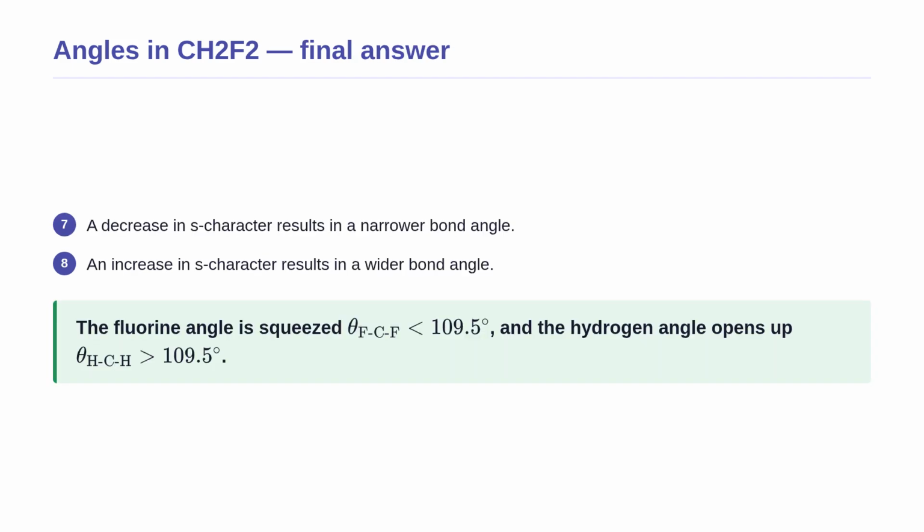This unequal distribution leads us directly to our final answer. Because the carbon-fluorine bonds receive less S character than the ideal 25%, the angle between them must decrease. As we learned from Coulson's theorem, a decrease in S character results in a narrower bond angle. Therefore, the angle between the 2 fluorine atoms is squeezed to less than 109.5 degrees. Conversely, the carbon-hydrogen bonds receive more S character, which results in a wider bond angle. The angle between the 2 hydrogen atoms will open up and be greater than the ideal tetrahedral angle.